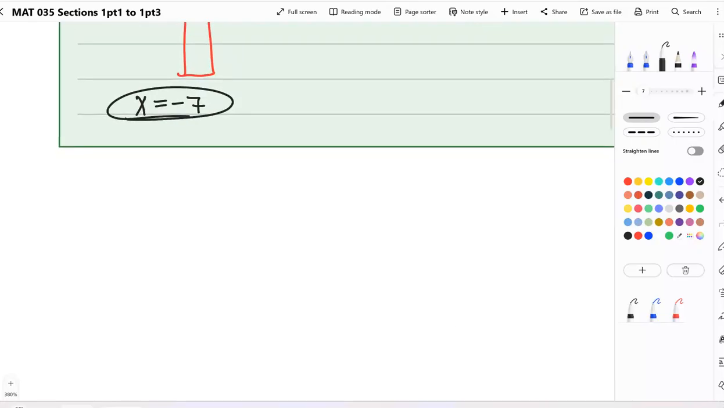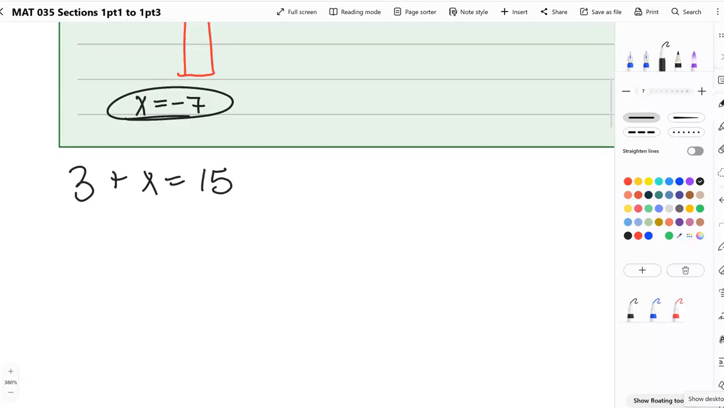So let's try another one. So what if I have it written like this? 3 plus x equals 15. So I'm still thinking about the same process, but now the variable is not the first thing that I see, and I have to be really careful. The goal is to still get the variable by itself.